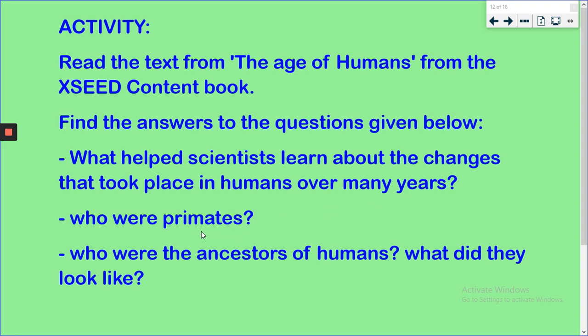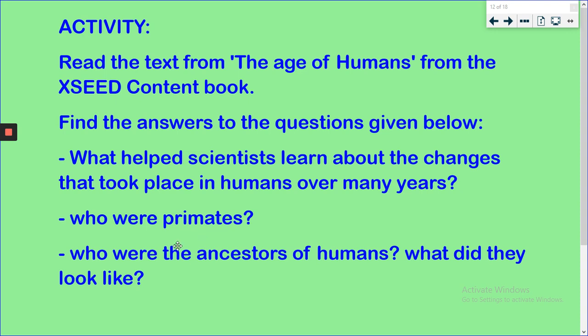Now, who were primates? Do you understand who were primates? Primates were the first group of animals that had features such as a large brain, more flexible hands and legs with nails on the fingers. Yes, primates were the first group of animals, and those animals include monkeys and chimpanzees. And the scientists believe that we humans evolved from the apes.